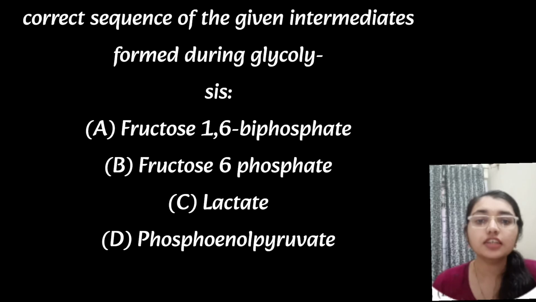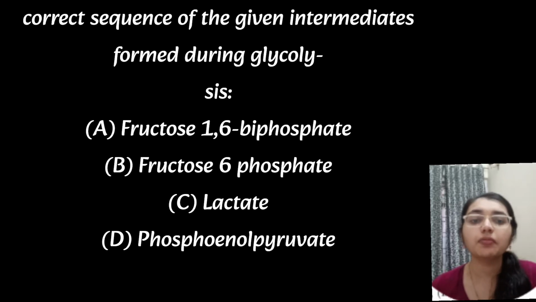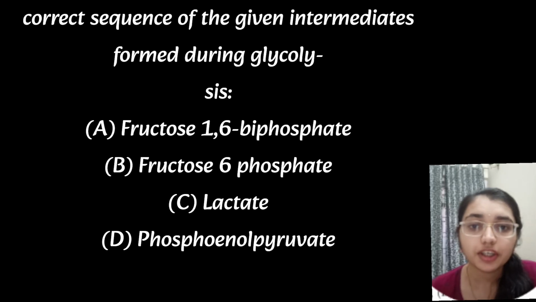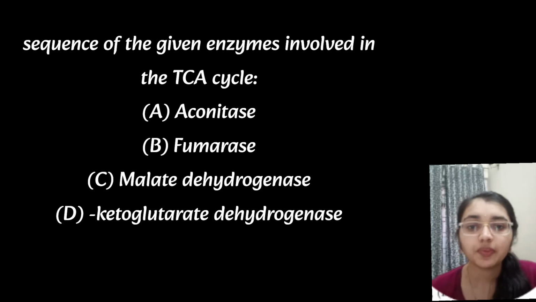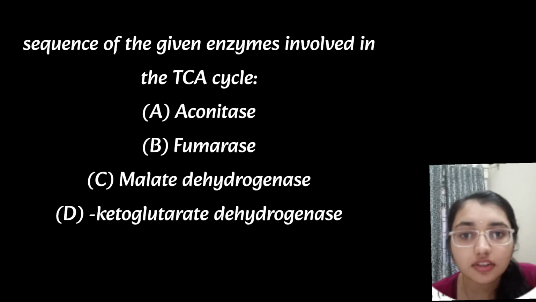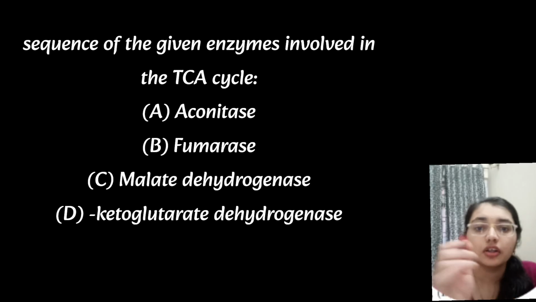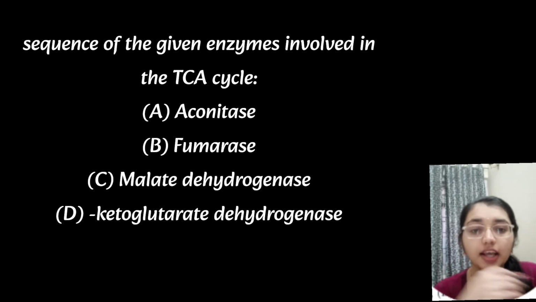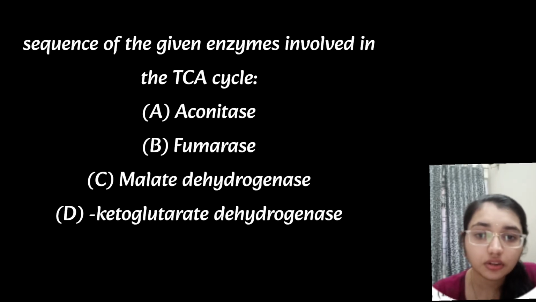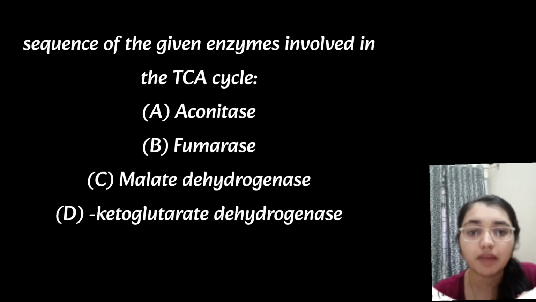We have to identify the correct sequence for the given enzymes that are involved in the TCA cycle. Aconitase, fumarate, malate, alpha ketoglutarate dehydrogenase. We have to tell them. So here first is the aconitase, then D is ketoglutarate dehydrogenase, and after that fumarate, and then finally the malate dehydrogenase is the correct answer. These are the enzymes of the TCA cycle, and it acts as a sequence that starts with the aconitase, then ketoglutarate dehydrogenase, then fumarate, and then malate dehydrogenase.